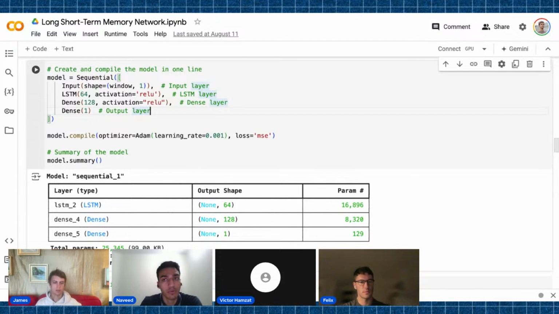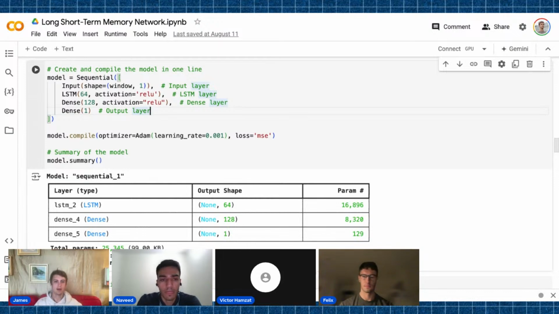Usually for LSTM models, because they're heavy, you don't add lots of LSTM layers. Usually one layer is enough with a decent number of neurons. Here it is 64, and then you can follow it with a dense layer, but you can also skip the dense layer. That's totally an option.